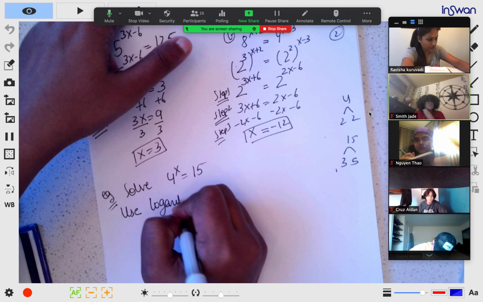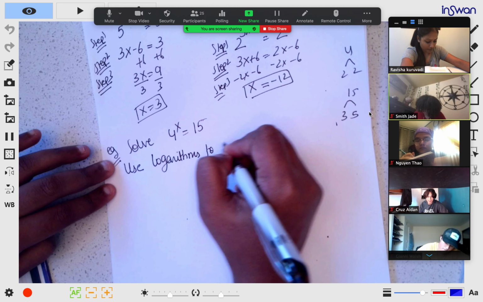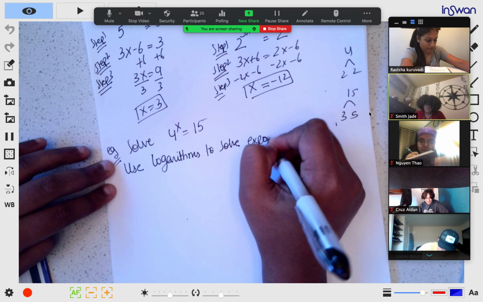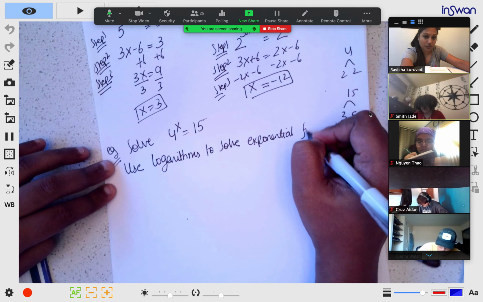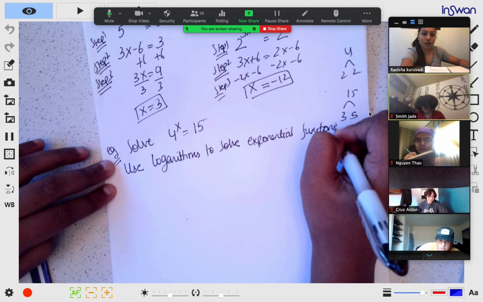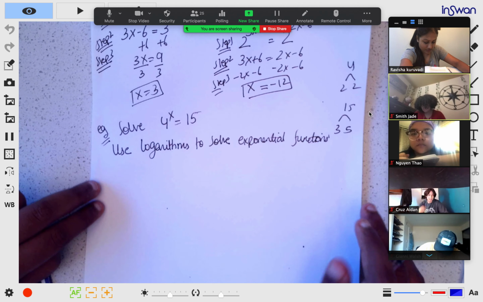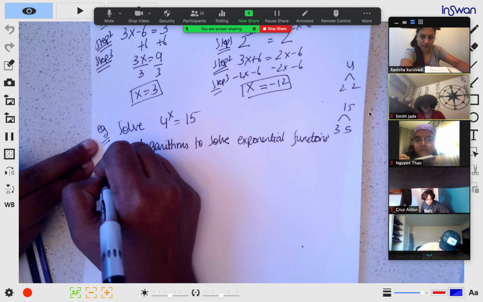Use logarithms to solve exponential functions. So the next thing you're going to go to is logarithms to solve exponential functions. And how you do it is, I'll give you the steps. Step 1.